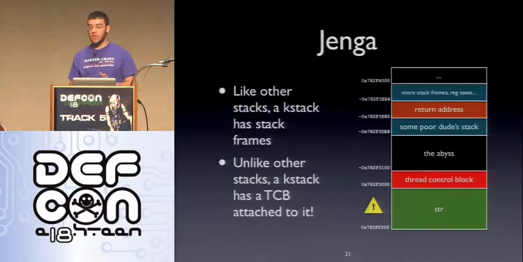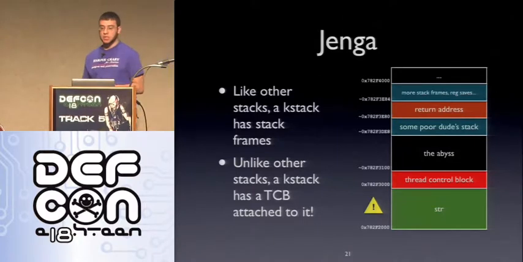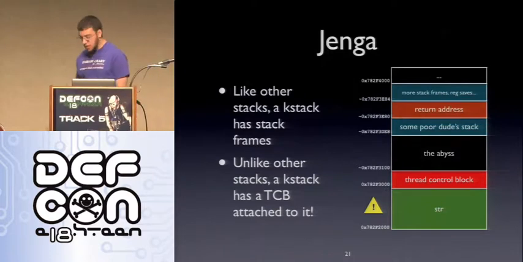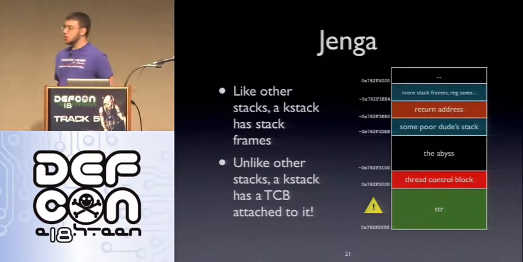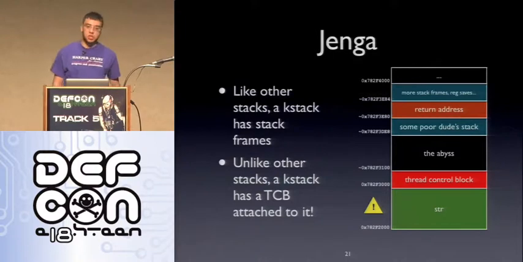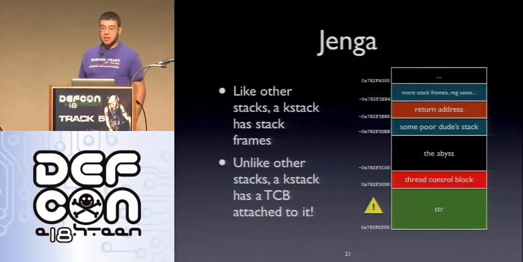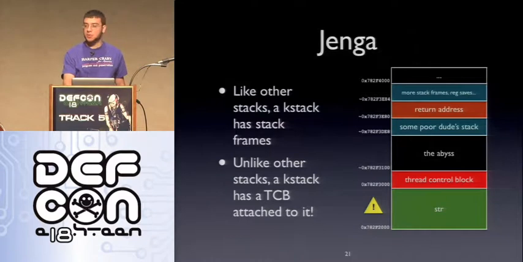Kernel stacks have another thing in them called the thread control block. A thread control block describes what state the thread is in. Threads, I guess in Linux we call them processes, but a thread control block describes whether it's runnable right now, who its children are, who its parent is, and what address space it lives in. A kernel stack has a thread control block attached to it. Every thread has one kernel stack and one TCB. By the way, these addresses are bogus. So let's take a look at what happens when we smash this string buffer.